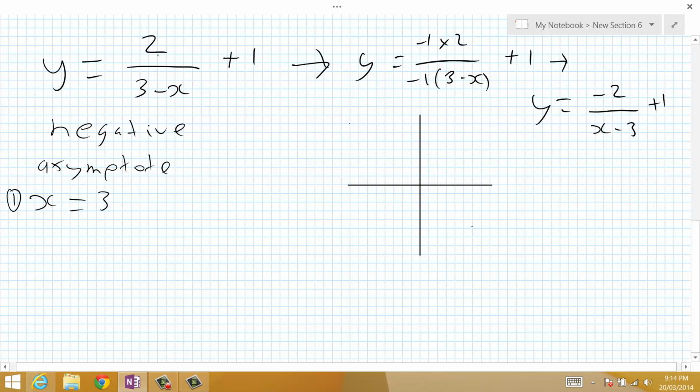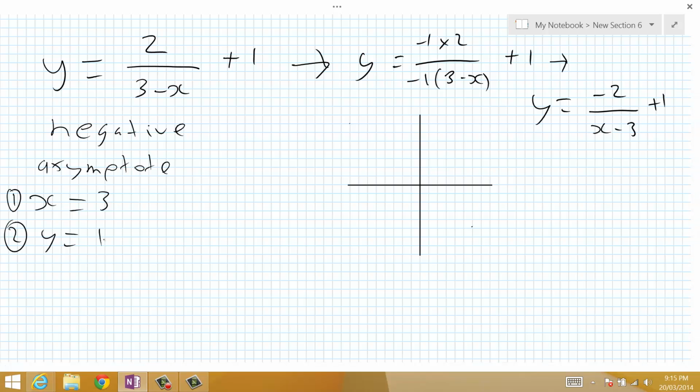This fraction can never be 0, so we know that y can never equal 0 plus 1, so our second asymptote is simply the line y equals 1.